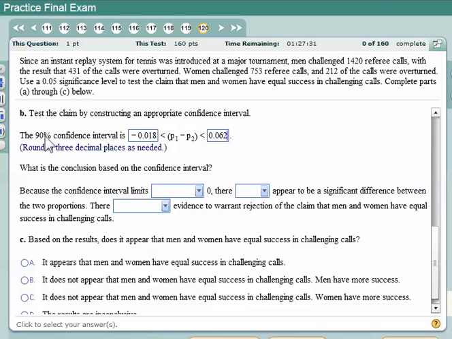Ooh, wait a minute. I almost got caught there. Let's see. Did I do the right significance level? Yes, good. Because remember, a 90% confidence level would have an alpha of 10%, but you split it up, so then you're going to have 5%, 5%. Okay, so there it is.